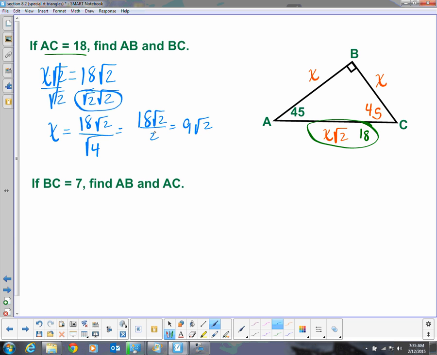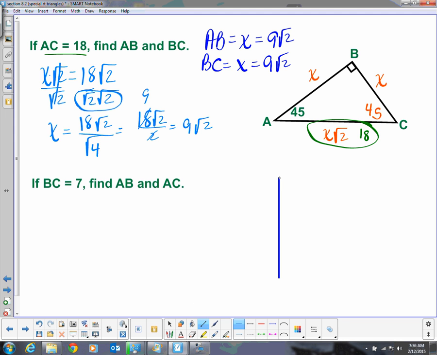How did he get that? 2 divided into 18, 9 times. Can't cancel those because that's under the root. From here, it gets boring. AB happens to be x. What is x? 9 square root of 2. BC happens to be x. What is BC? 9 square root of 2.